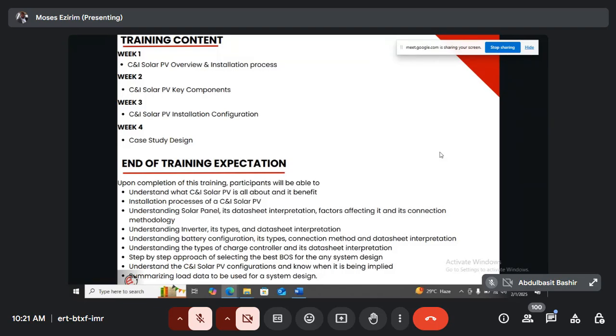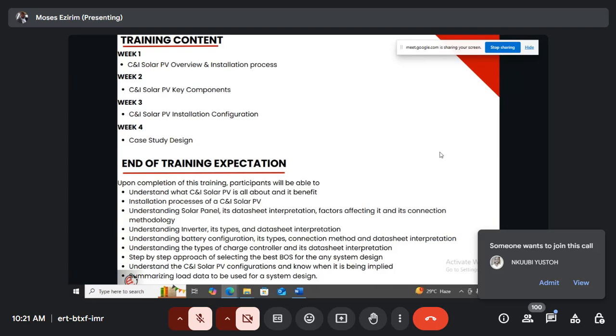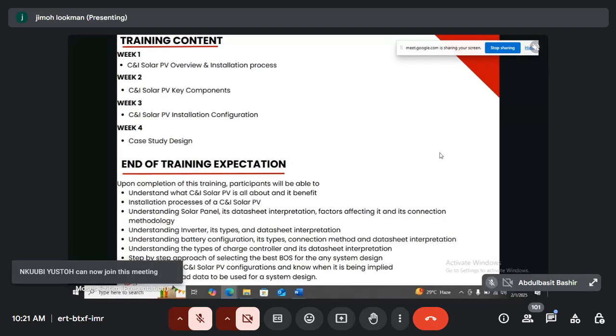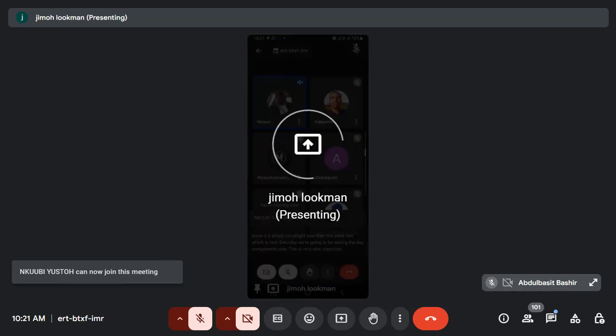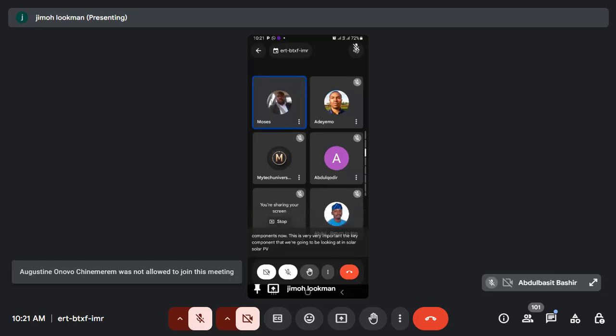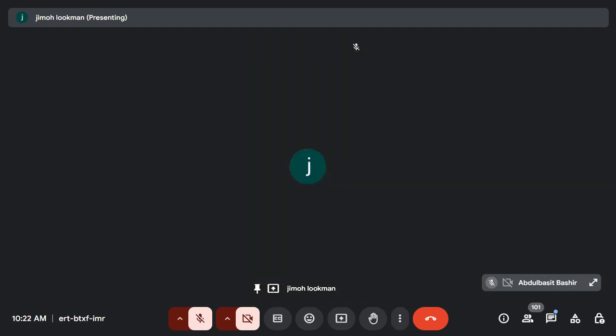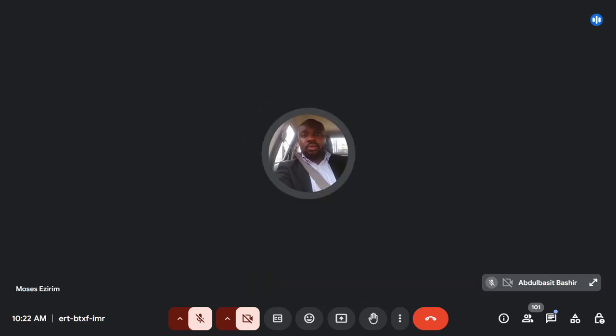Now then week 2, which is next Saturday, we're going to be seeing the key components. Now, this is very, very important. The key component that we're going to be looking at is solar PV, all right? You must have been looking at solar. What is there to know about solar? There is a lot to know about solar because it is the main generating component. All right, so we're going to be breaking it down. We're going to be breaking down the solar. We're going to see how the generation moves from one component to the other.